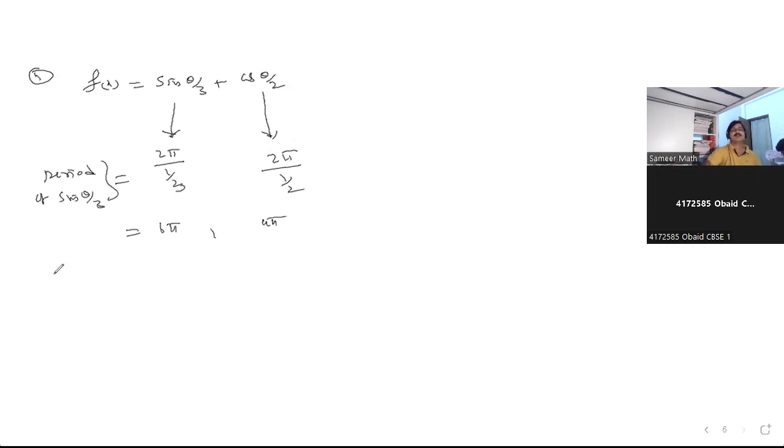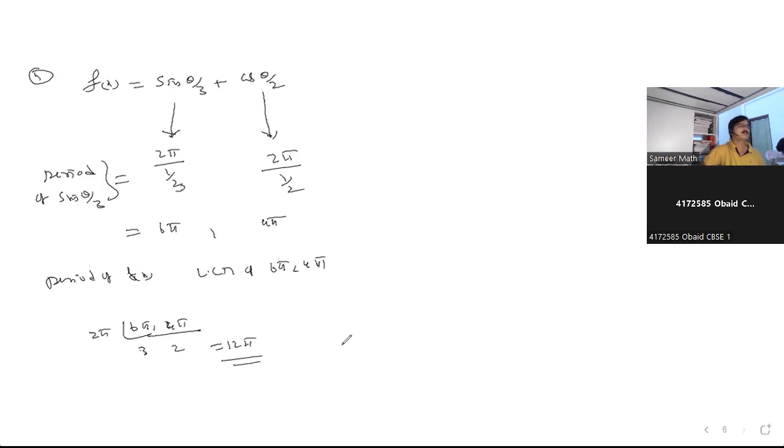Now, the period of f of x we have to find. What is that? LCM of 6 pi and 4 pi. What is the LCM of 6 pi and 4 pi? You know very well what to do. 6 and 4. How much, sir? Have any idea? 6 pi only or 12 pi only? 6 pi and 4 pi. Yeah, you see here 2 pi if I take out, this is 3, this is 2. Further I cannot do. 2 threes are 6, 6 twos are 12. 12 pi is the answer. Not 6 pi, don't get confused. LCM is 12 pi.